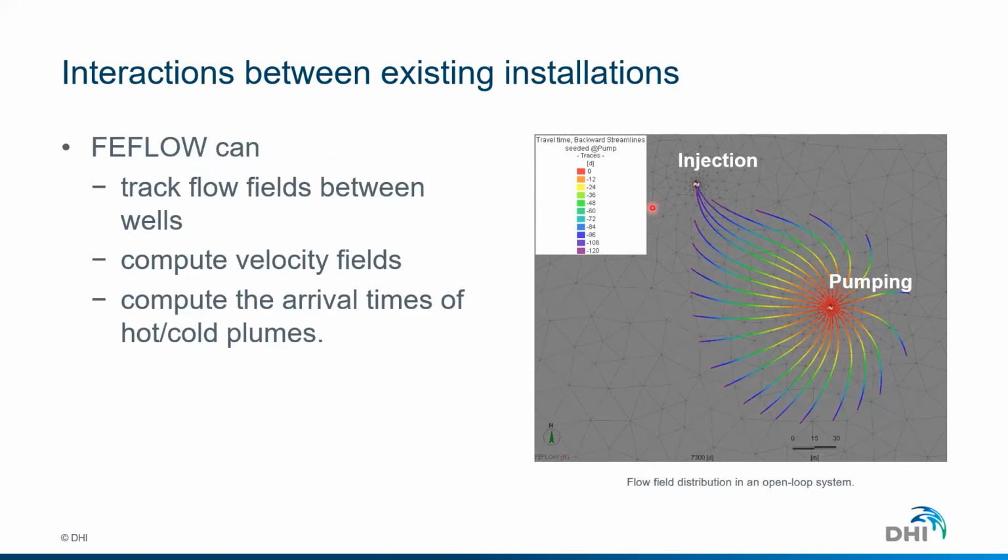By the way, FEFLOW gives you the velocities even before you calculate the heat transport, so you have the possibility to do a simple particle tracking or streamline calculation, where you can identify potential travel times from one well to the other. What we see here is we have an injection well and a production well. So I'm running backward streamlines from the production well, which will tell me how much time it takes to arrive from the injection well to the production well.